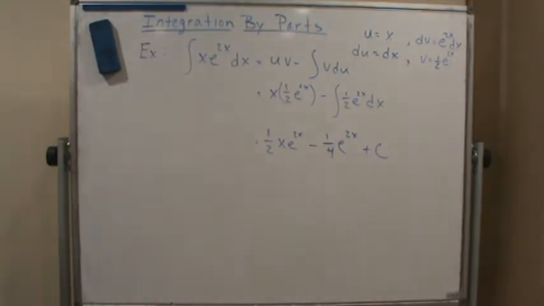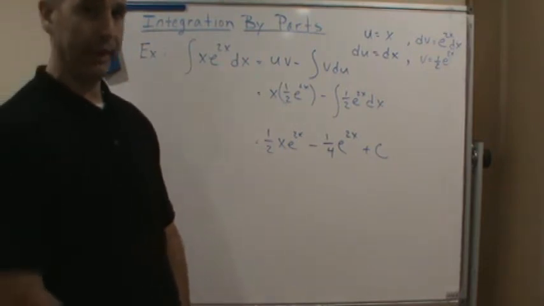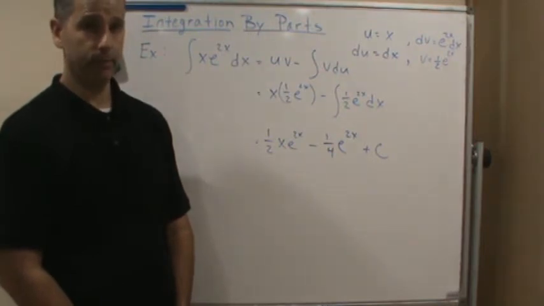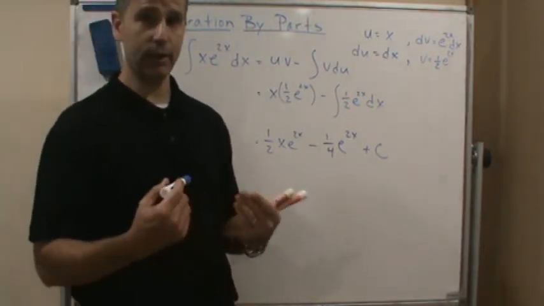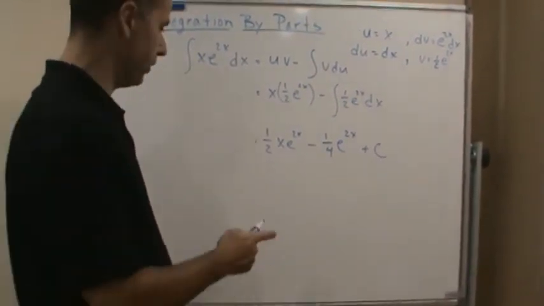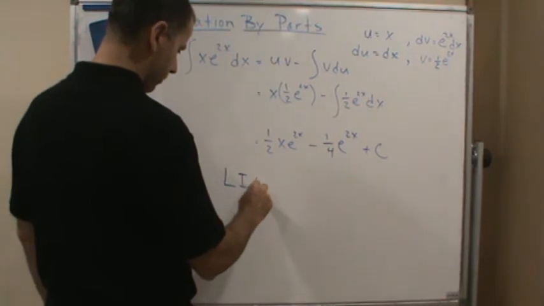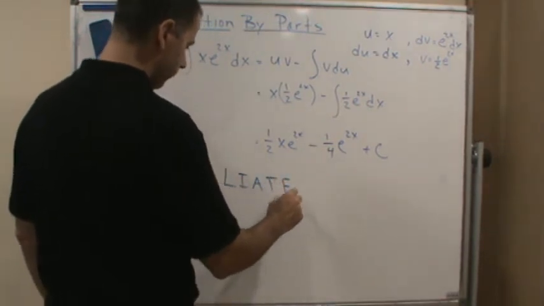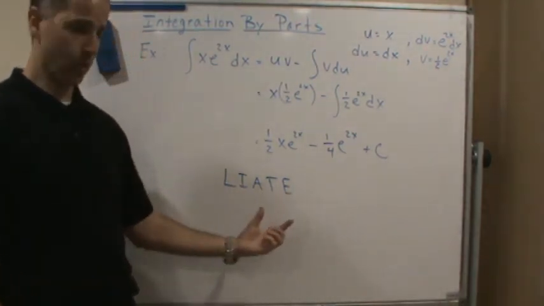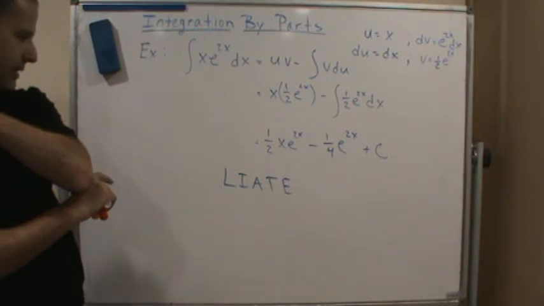Now, how do we choose our values? Okay, so how do we choose what is u and what is dv? To be honest with you, it comes with trial and error. But there is an acronym and a little mnemonic you can use to help you decide what you're going to make u and what is going to end up being your dv. You can use this acronym, LIATE, however you want to pronounce it.